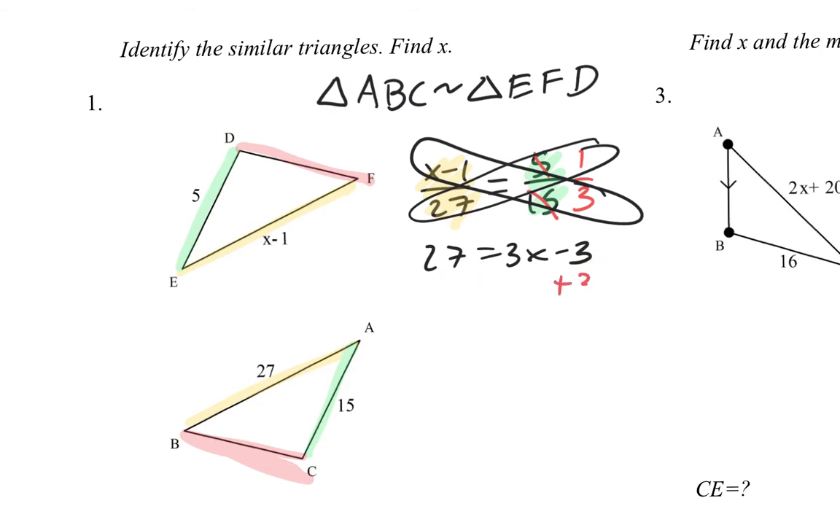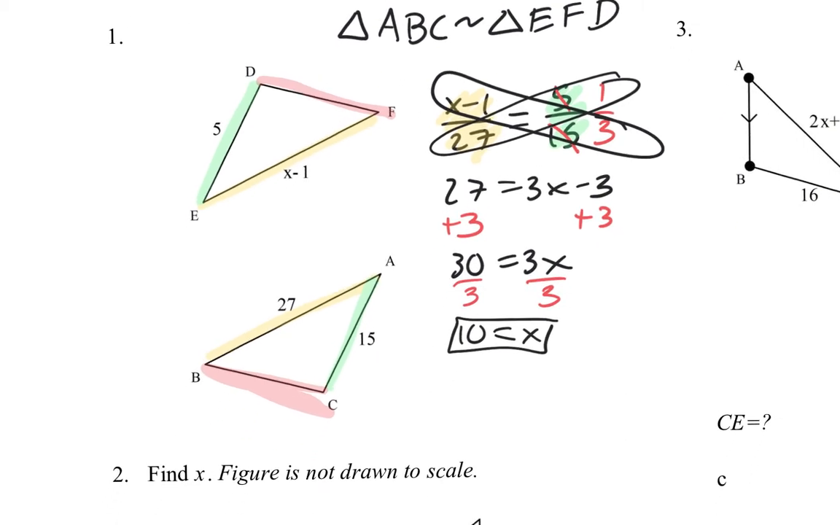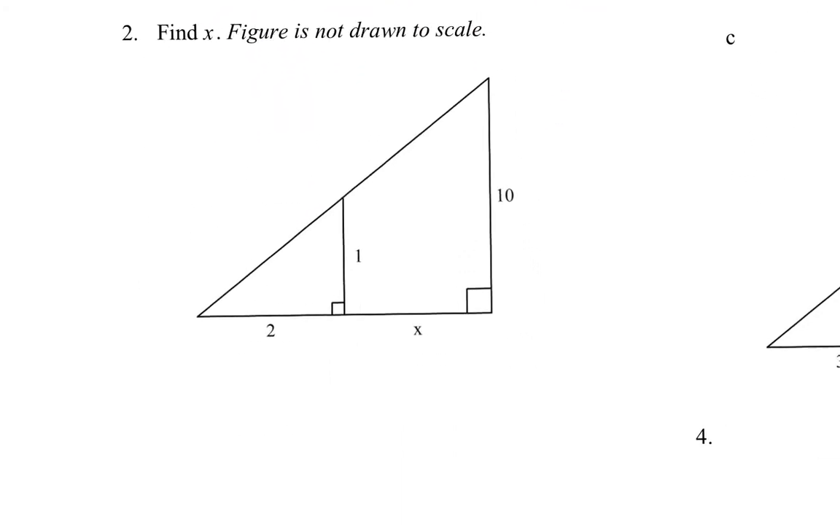All right, so now we just have some algebra here. I'm going to add 3 to both sides, and I get 30 equals 3x. Divide both sides by 3. And we get a solution, and that is that x equals 10. Beautiful. Okay, that's it for the first problem. Let's take a look at number 2.